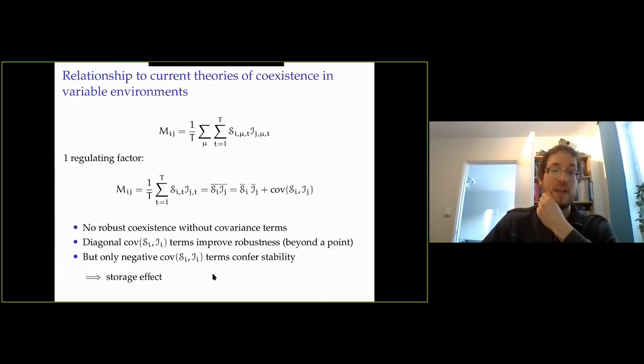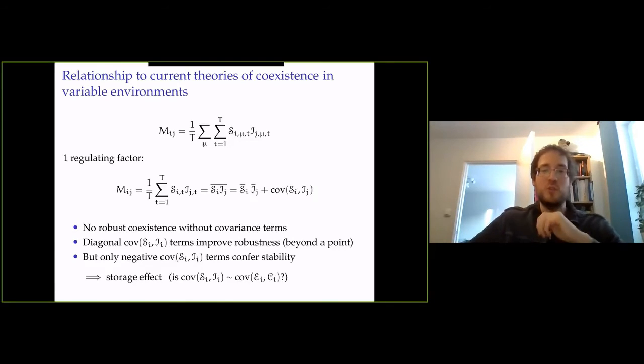So in this way, the framework that we have encodes in itself also the storage effect. The one final question that we have left is, okay, that's true, but is the covariance of Si and Ij really proportional to the covariance of the environmental and competitive factors of Chesson? Because we haven't shown that, and I won't belabor this point. I'm happy to share the detail later with those who are interested.